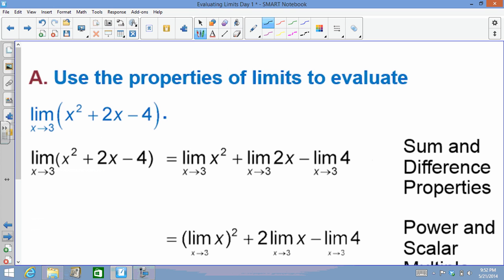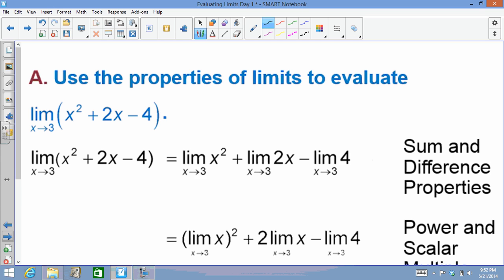So here's my problem. I'm going to take the limit as x approaches 3 of x squared plus 2x minus 4. The addition property said that I could take it and break it up. So I can take the limit as x approaches 3 of x squared plus the limit of x approaches 3 of 2x minus the limit as x approaches 3 of 4.